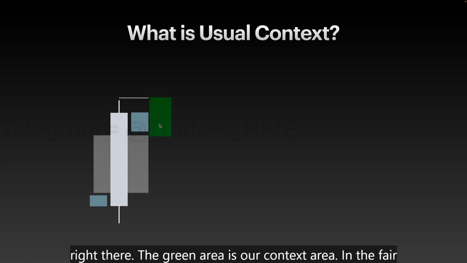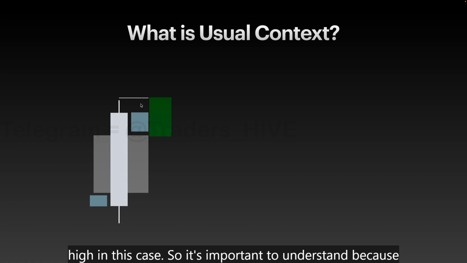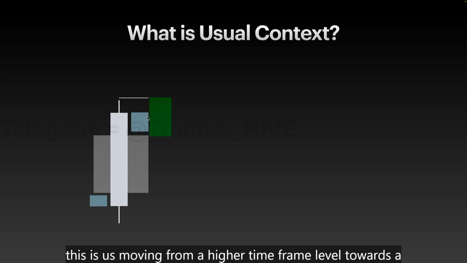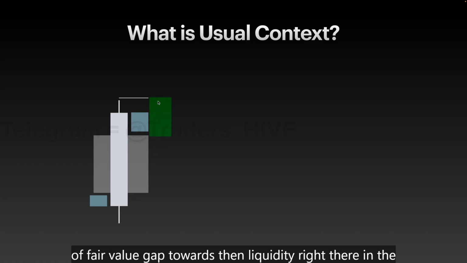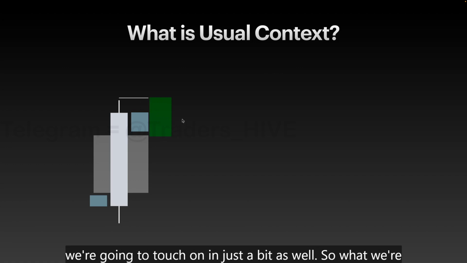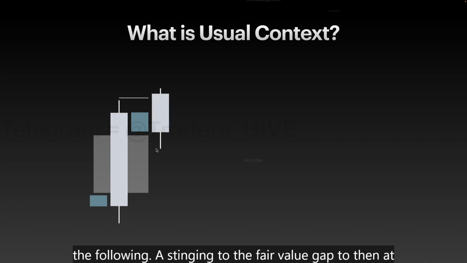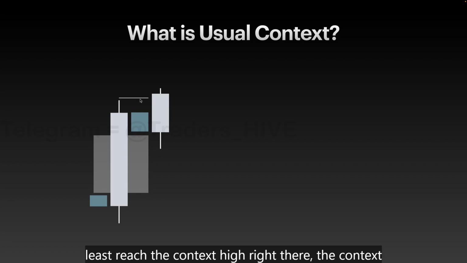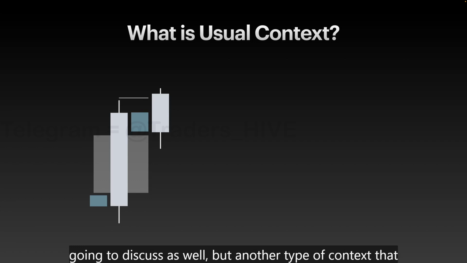The green area is our context area, from the fair value gap towards the first context target, the first swing high in this case. It's important to understand because this is us moving from a higher time frame level towards a higher time frame level: a fair value gap towards liquidity in the form of that swing high. Something we're going to touch on in just a bit as well. So what we're expecting on our context time frame is the following: a sting into that fair value gap, to then at least reach the context high, the context target. Whatever happens there is something we're going to discuss as well.